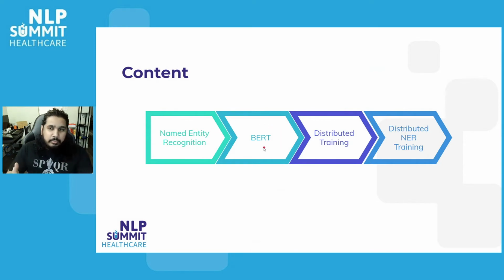There are a lot of approaches to named entity recognition, starting from classical machine learning approaches to deep learning approaches using LSTMs and CNNs. But I went with BERT because it has been the leading architecture in the industry for the last couple of years. Then we look at distributed training, and finally, how we can do distributed named entity recognition training.